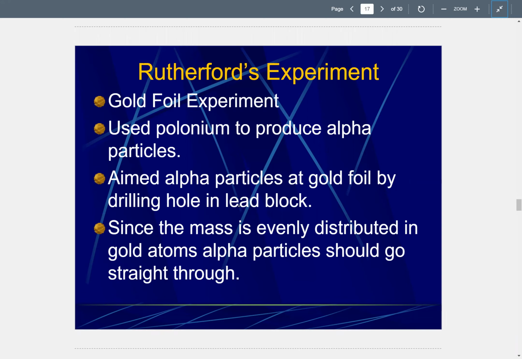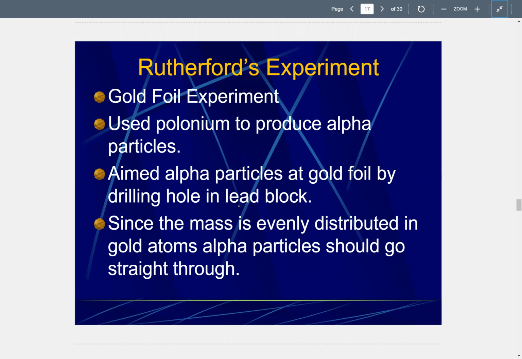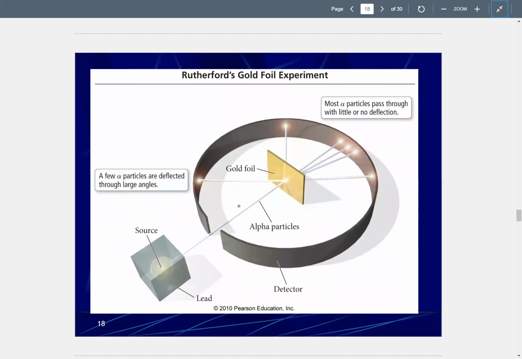Now, according to the plum pudding model, here's Rutherford's experiment. You have the alpha particle source in here, and it's coming out of a tiny hole, so it's going to go straight. And he's shooting it here at the gold foil. And then we have a photo paper all around it, so we can see where those alpha particles go.